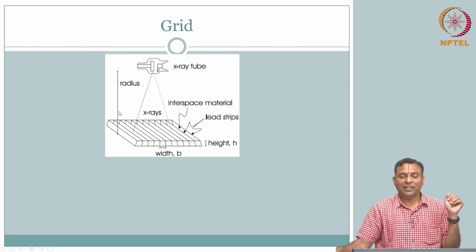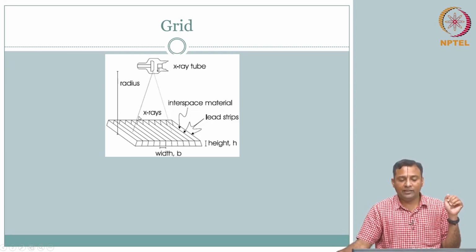So in some sense, only the photons that are coming through the straight line will pass through without hitting the lead. If it is coming at a different angle, it is going to hit the lead and therefore get absorbed by the lead. Alright, very nice way of thinking about it.